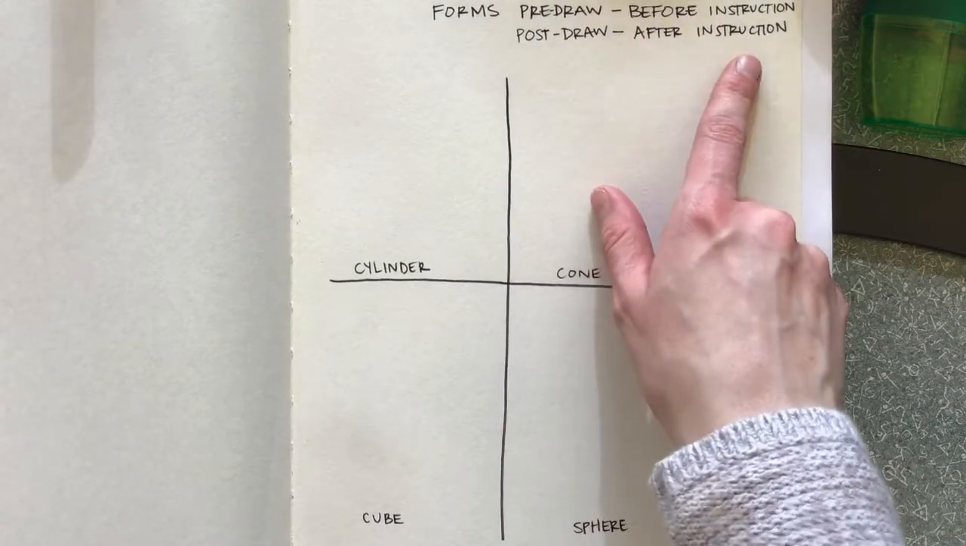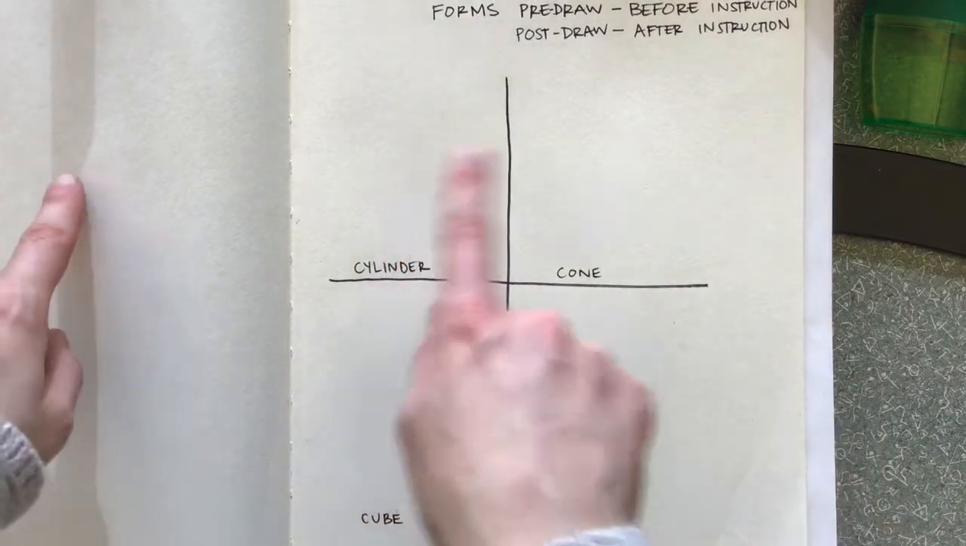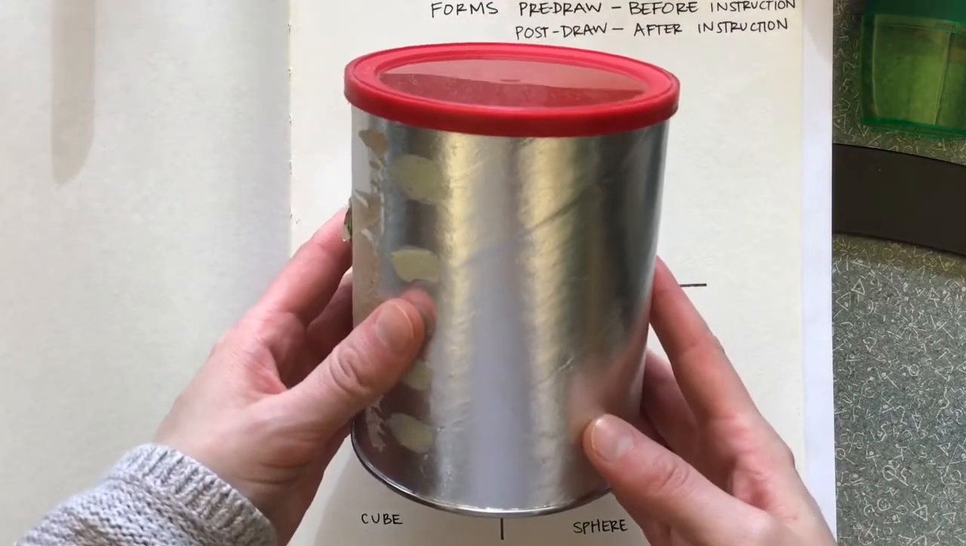So this is after instruction. Your pre-drawing is before instruction. So again, at the end of this, you're going to end up with 2 drawings of each item. The first one is a cylinder.